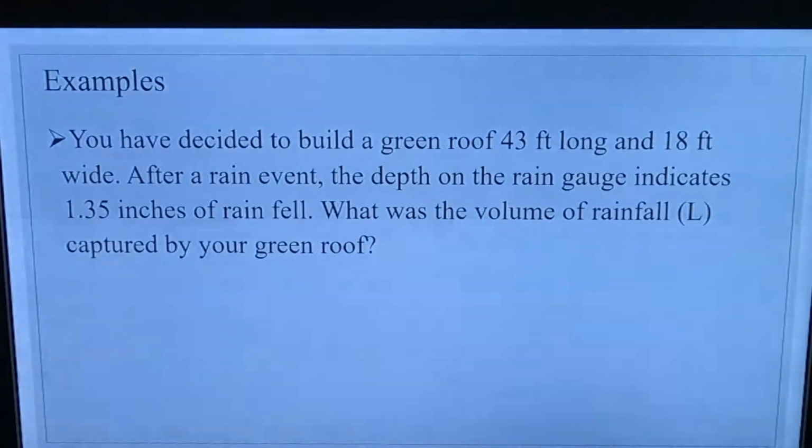Next, we're gonna multiply that times, sorry, hold on. We got 1.35 inches times 30.54 centimeters in 1 inch. So 1.35, 2.54. Let's make that 3.43 centimeters.